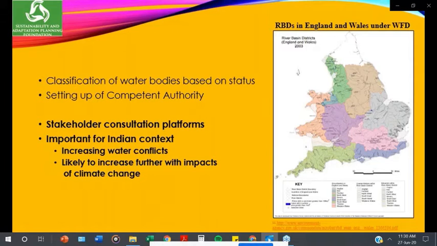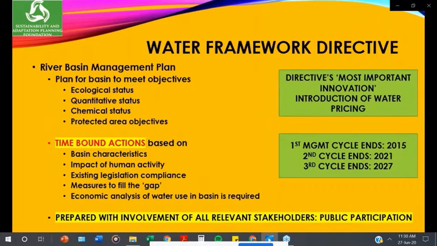So we need to be mindful of how we promote these consultative processes in our cities and catchment areas as well. As I said, this Water Framework Directive calls for formulation of river basin management plans. The plans have to meet the objectives of ecological status, quantitative status, chemical status, and protected area objectives. Now, these are strict time-bound actions wherein you yourself have to set targets.